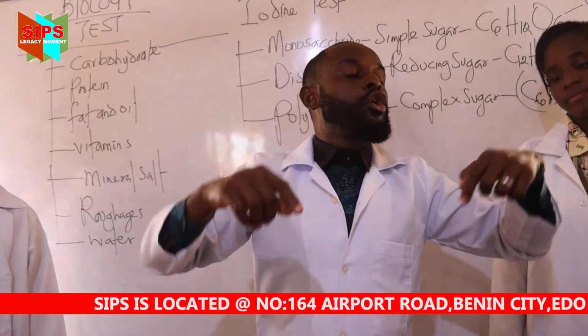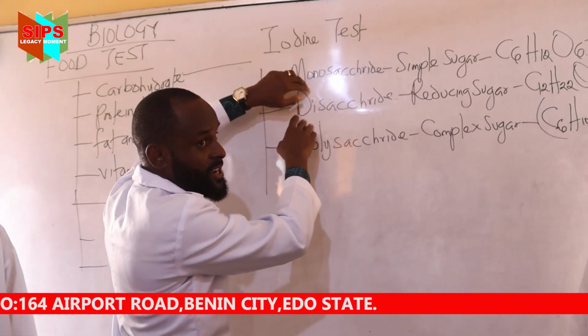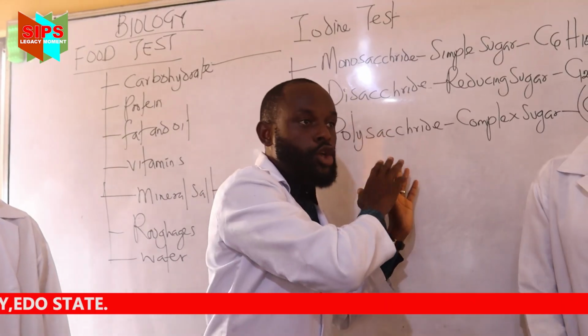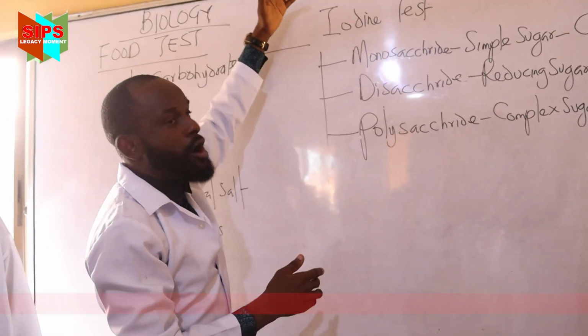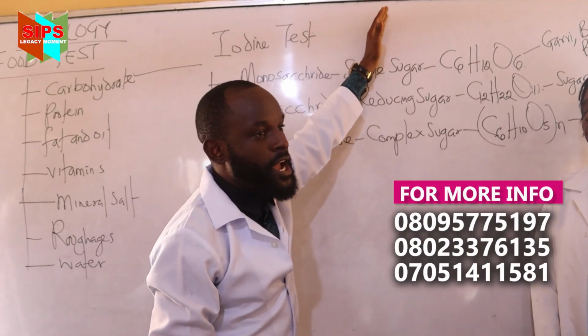Now they will ask, what will you now use for there to be a color change in disaccharide? We use the Benedict solution. What solution do we use? Benedict solution. So if I want to use the iodine test, what is my expected color change?